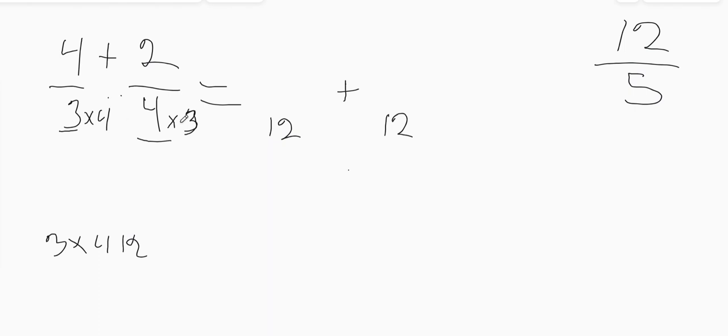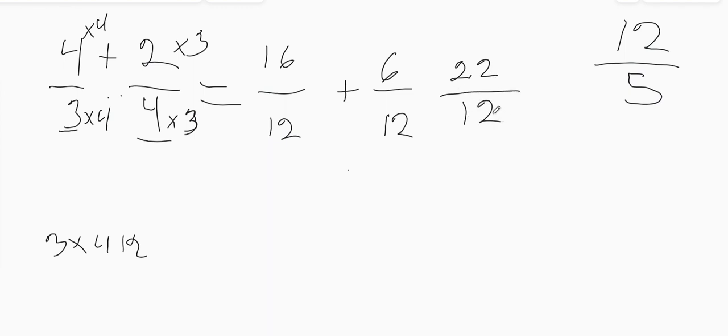Now, what you do to the denominator, you must also do to the numerator. So now you're going to multiply 2 times 3 to get 6, but you're going to multiply 4 times 4 to get 16. Now 16 plus 6 is 22 over 12.